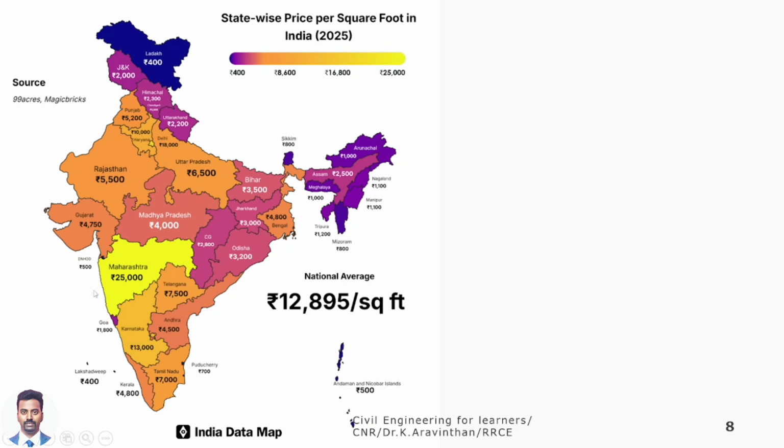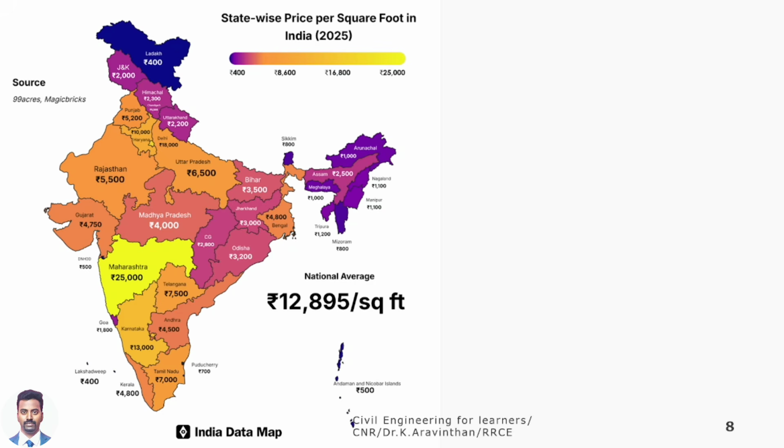This is a map which provides you an idea of how much the land costs per square feet in India. This is an average rate. You don't have a proper guideline for this. The source is 99acres and Magicbricks. This is not an authorized source. This is as of 2025, but it will give you a good idea of the trend.